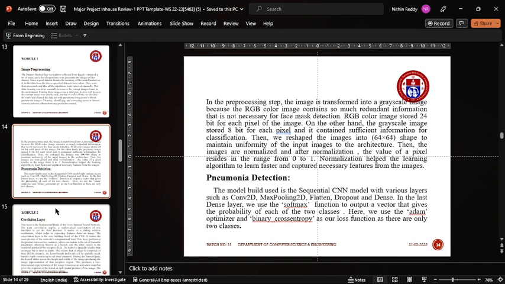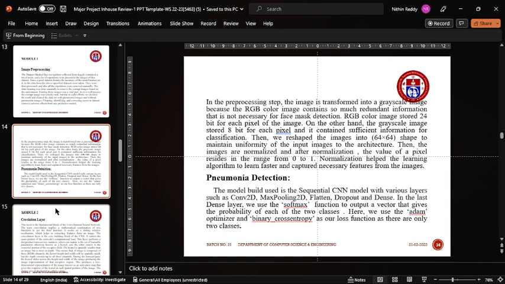Then we reshaped the images into 64 by 64 shape to maintain uniformity of the input images to the architecture. Then the images are normalized, and after normalization, the values of pixels are resized to a range from 0 to 1. Normalization helps the learning algorithm to learn faster and capture necessary features from the images.